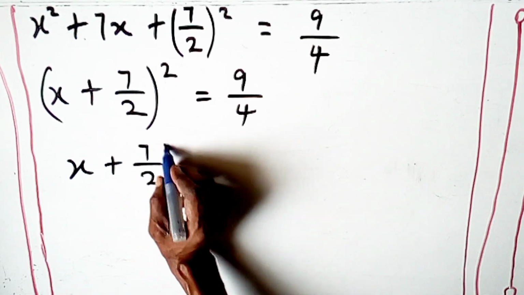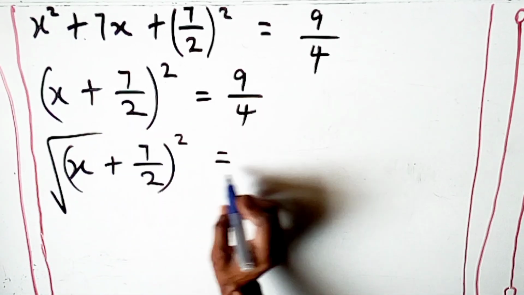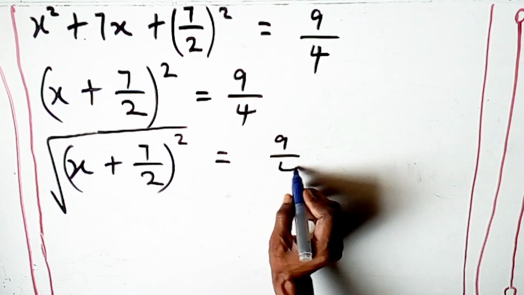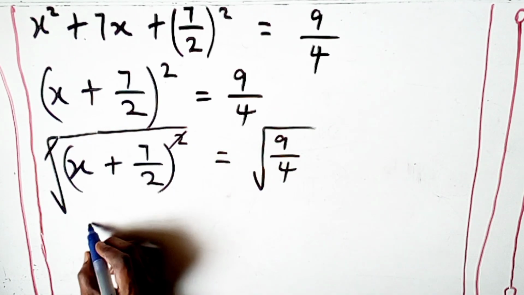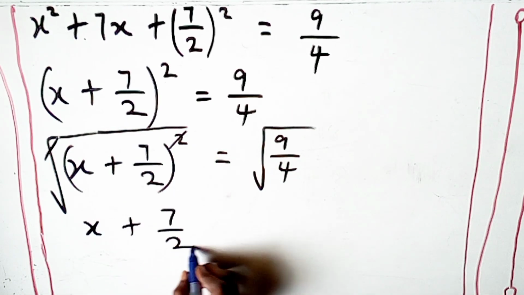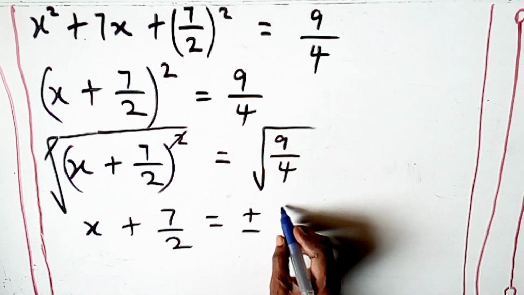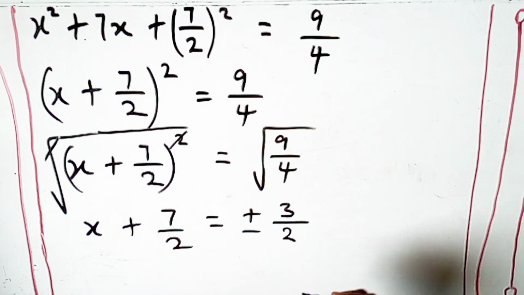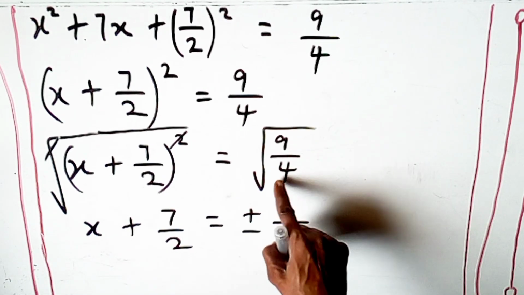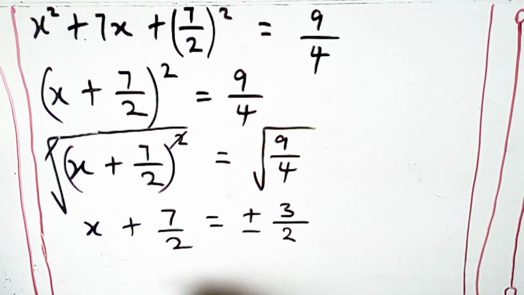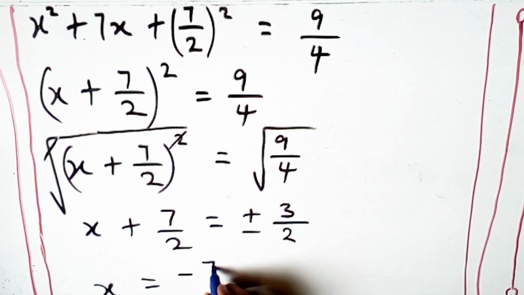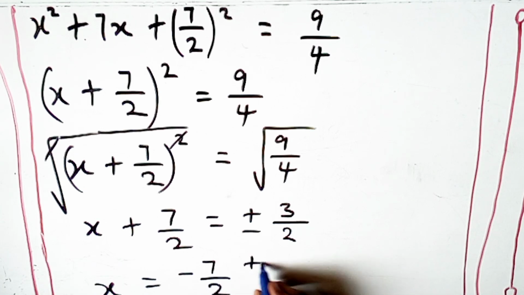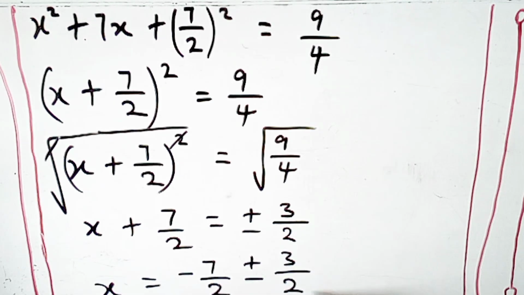We are solving for x, so we have to square root both sides. And we did the cancellation. x plus 7 over 2 equals to plus or minus 3 over 2. Don't forget your plus or minus since the root is gone. So x equals to minus 7 over 2 plus or minus 3 over 2.